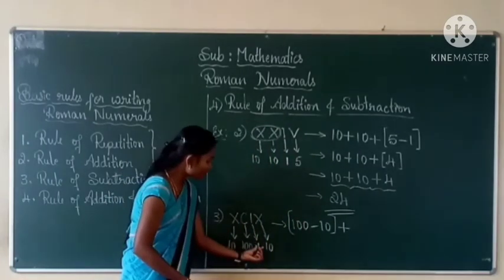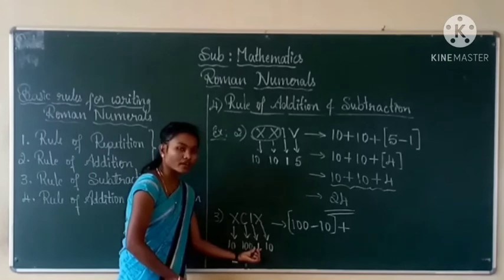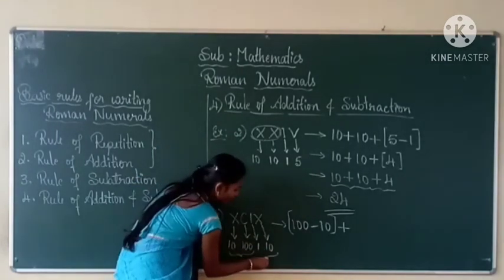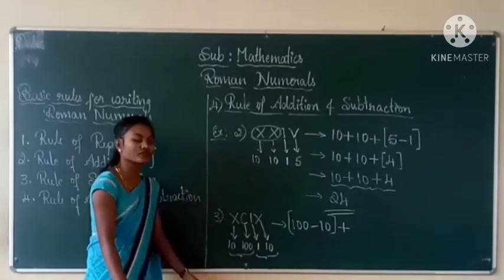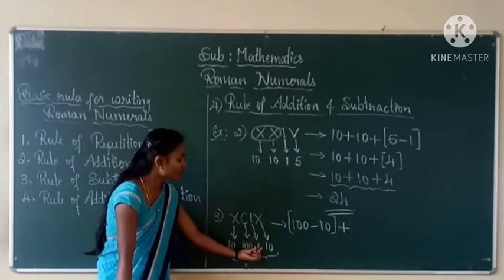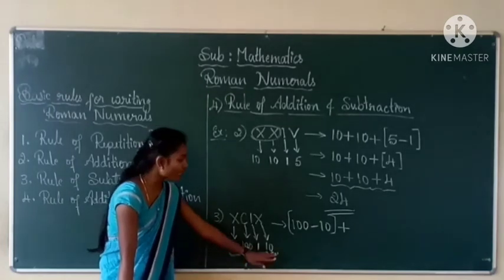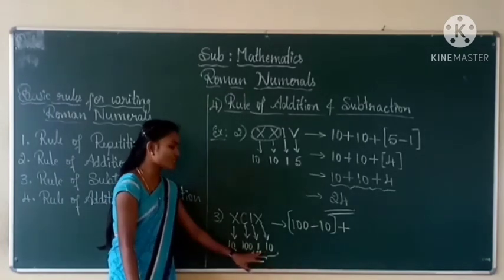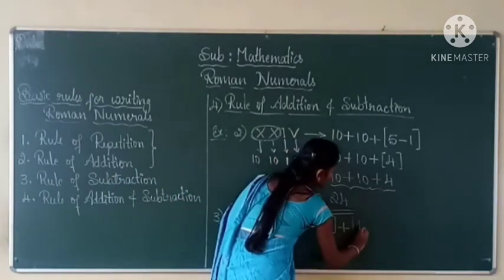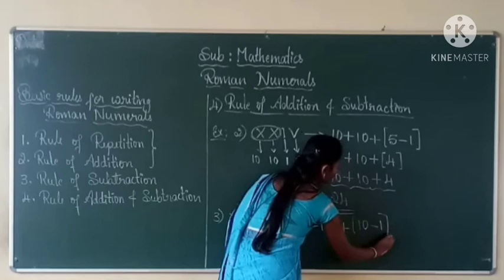Here we know that I stands for 1 and this X stands for 10. Here also we have to use the rule of subtraction because the smaller numeral is written to the left side of a larger numeral. Therefore we have to minus this 1 from 10. So write 10 minus 1. Close the bracket.